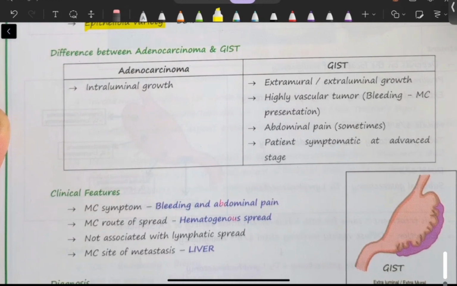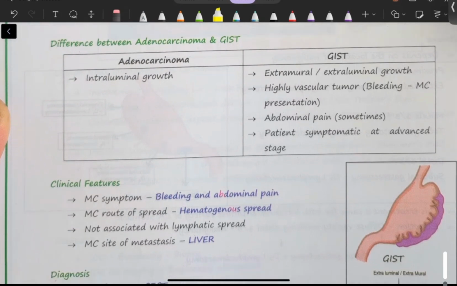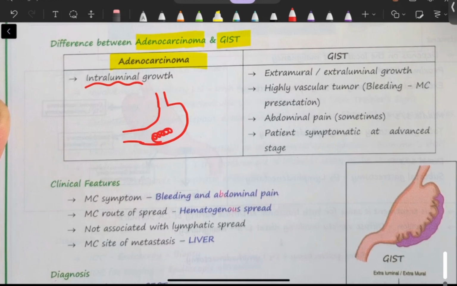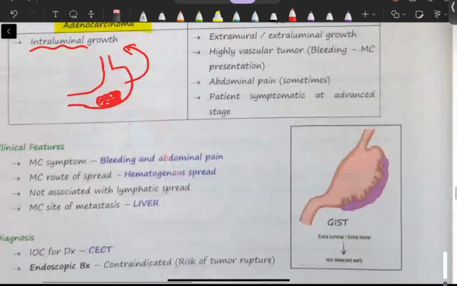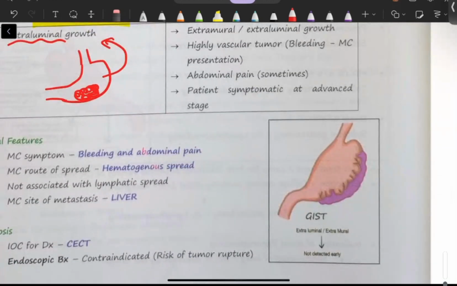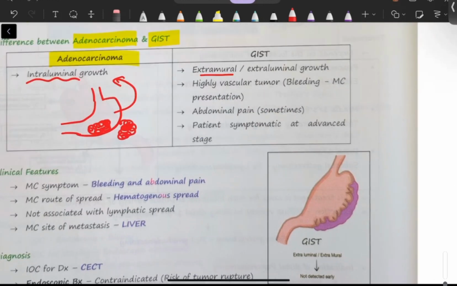Till now we have discussed adenocarcinoma of stomach and now we are discussing gastrointestinal stromal tumor. What exactly is the difference between these two? Why is GIST separated from CA stomach? That is because of this reason. Adenocarcinoma, whatever we were studying, is an intraluminal growth, meaning if this is the stomach, the growth is occurring within the lumen. Whereas in gastrointestinal stromal tumor, the tumor is growing outside, that is extramural or extraluminal growth.